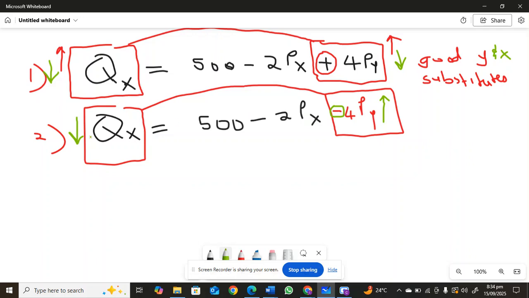All right. And if the price of good Y goes down, good Y becomes cheaper. People buy more of good Y. And as they buy more of good Y, they also buy good X, meaning quantity demanded of good X increases. Okay, so in this second example here, X and Y are complementary goods.